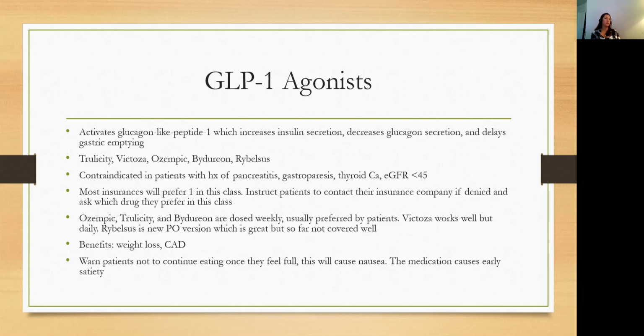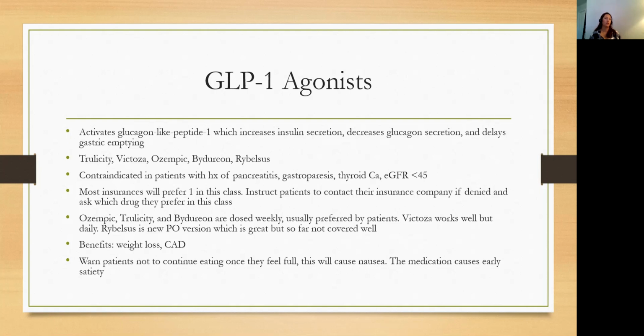So gastroparesis is a no-no. If they have a history of pancreatitis, you can't use these. If they have a history of thyroid cancer, this is kind of like a label situation where they had osteosarcoma, thyroid cancer in rats, but it really hasn't been shown to be an issue in humans, but it is a listed side effect. So if somebody has active thyroid cancer or like a really strong history, you may want to steer clear of these.